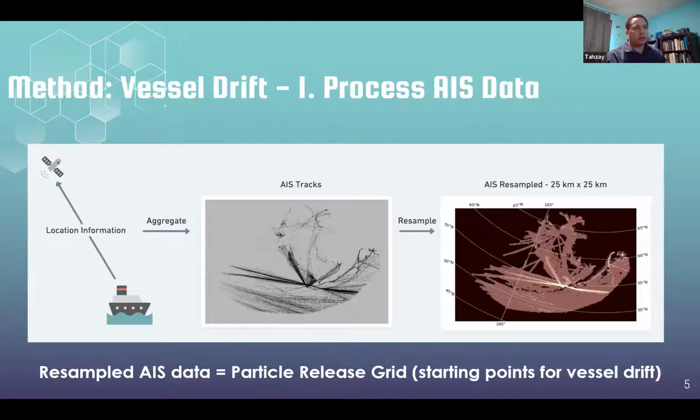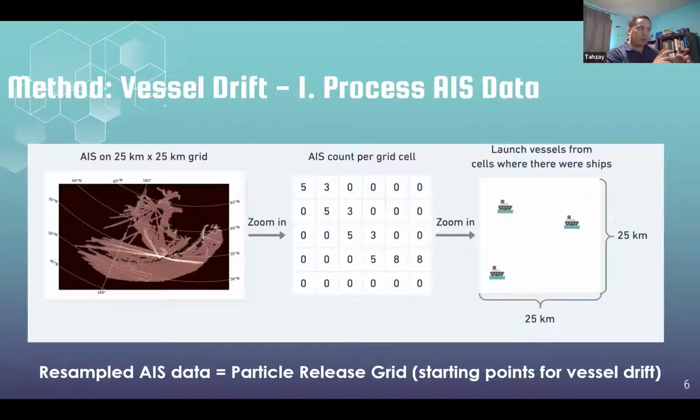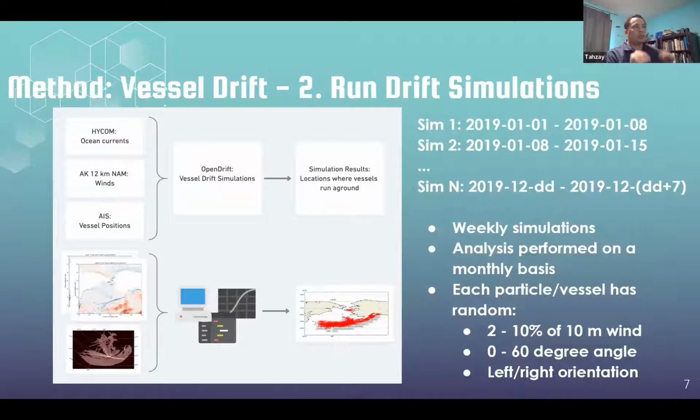processing point to start with, where we can then take that 25 kilometer by 25 kilometer grid, look at how many vessels were in any individual cell within a grid, and then we could use them as particles and release them from the grid, which allowed us to be able to say if there were, say 5 vessels at any given point in time, we can send them off to drift and see where they end up going. And that sort of looks like these drift simulations.